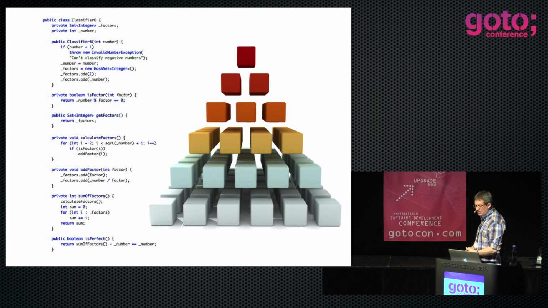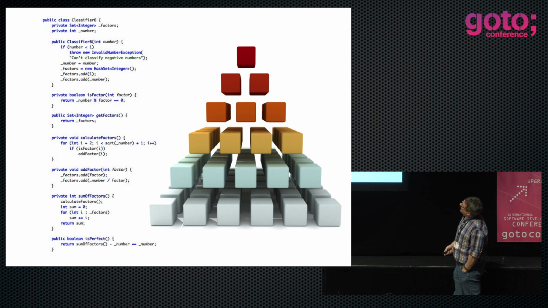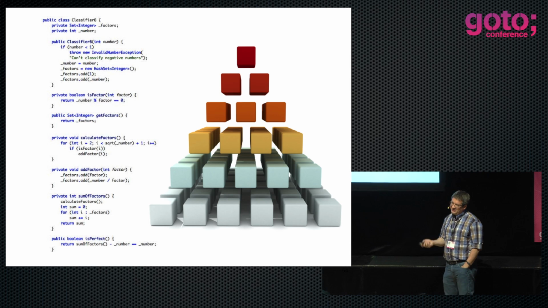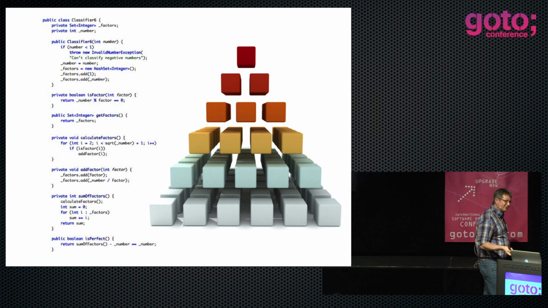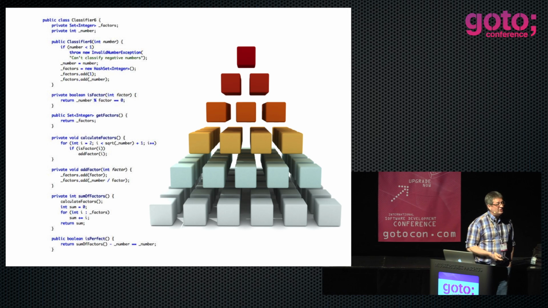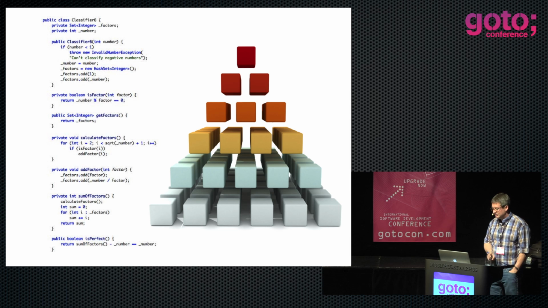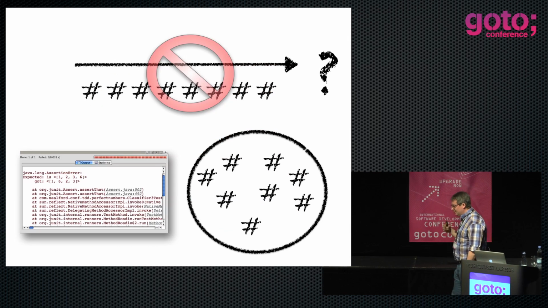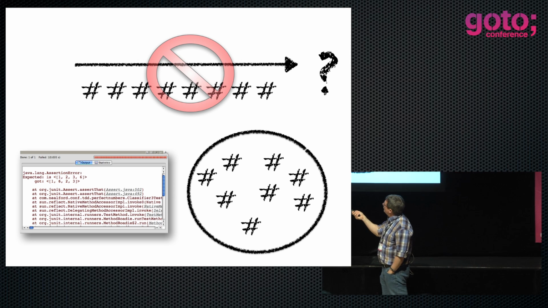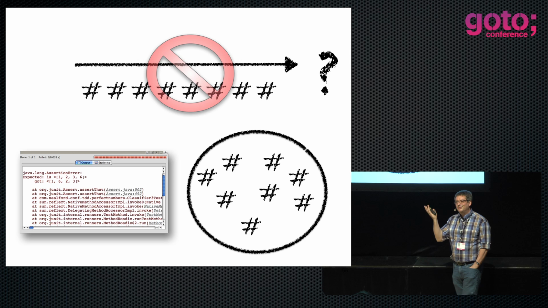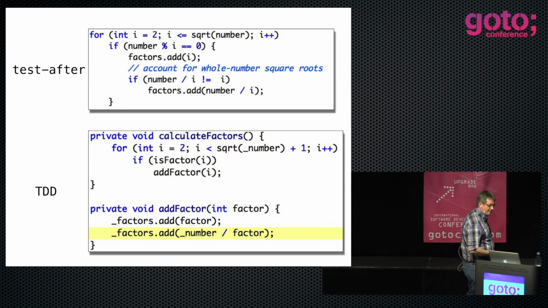But along the way of doing that, I discovered something interesting. Because in my test after version, I'd been keeping the factors as a list of numbers. But does the order really matter when I'm collecting factors? Turns out it doesn't. Order is irrelevant in the factors. It's a set of numbers, not a list of numbers. And I discovered that from one of my little test breakages that said, I was expecting 1, 2, 3, and 6, but I got 1, 6, 2, and 3, and it made me realize, oh, the order doesn't matter here. I should be using sets and not lists.